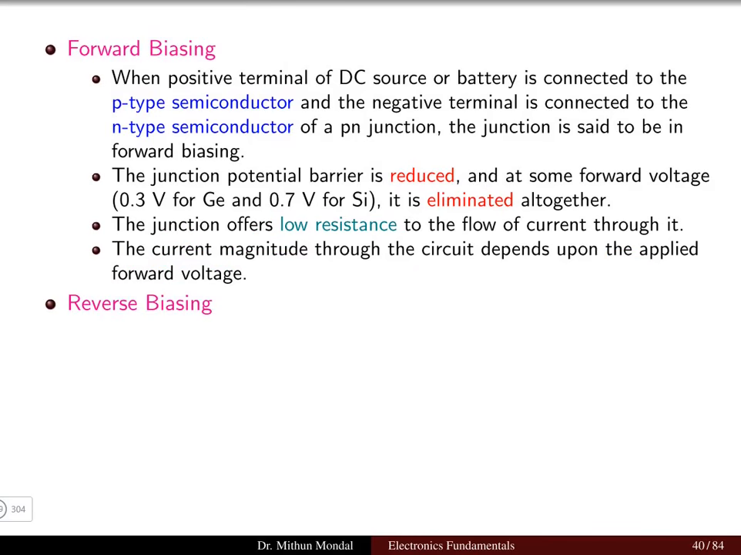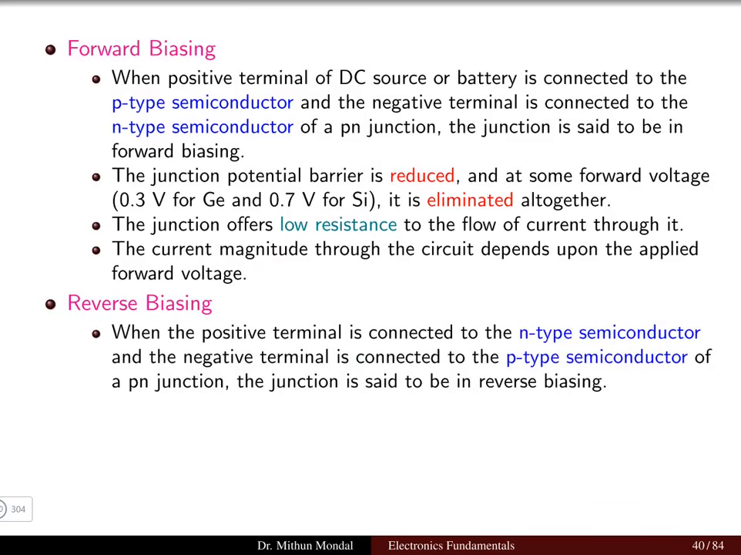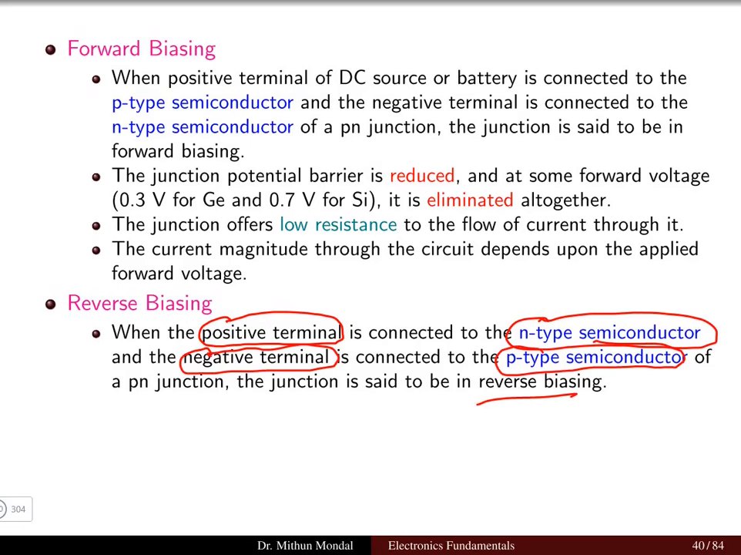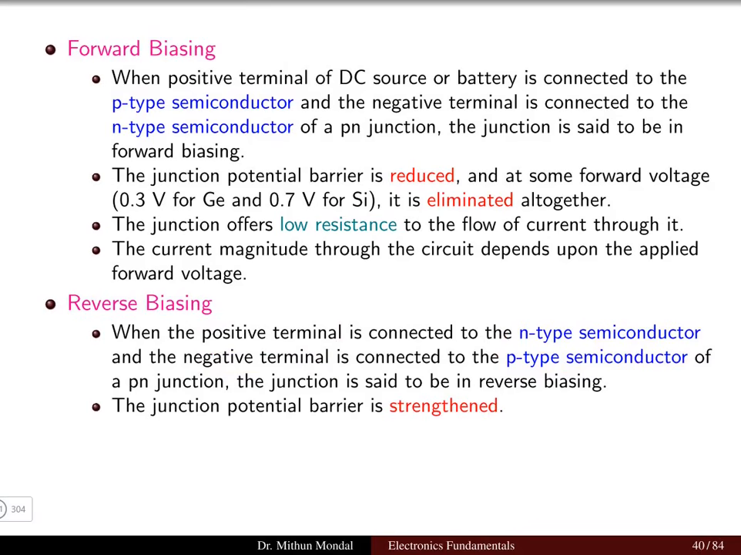In the second category, we will discuss what reverse biasing is. Reverse biasing is just the opposite. The positive terminal of the source is connected to the N-type semiconductor and the negative terminal is connected to the P-type semiconductor. That is said to be reverse biasing. And when reverse biasing is applied, the junction barrier potential is strengthened. Here it was reduced.